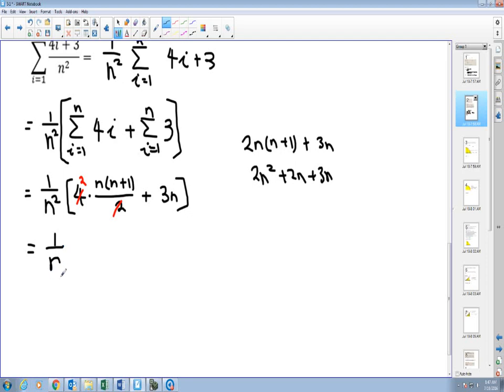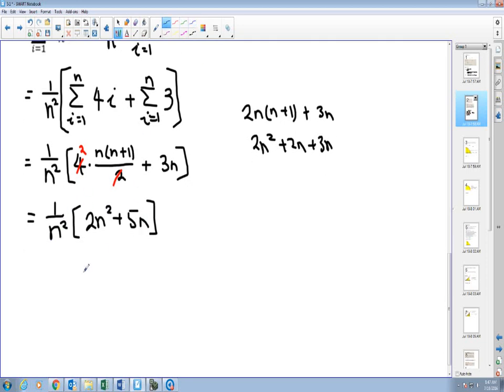Now 1 over n squared will be multiplied by 2n squared plus 5n. So my 1 over n squared will distribute. 1 over n squared times 2n squared: the n squared cancels out top and bottom, and that just leaves me with a 2.